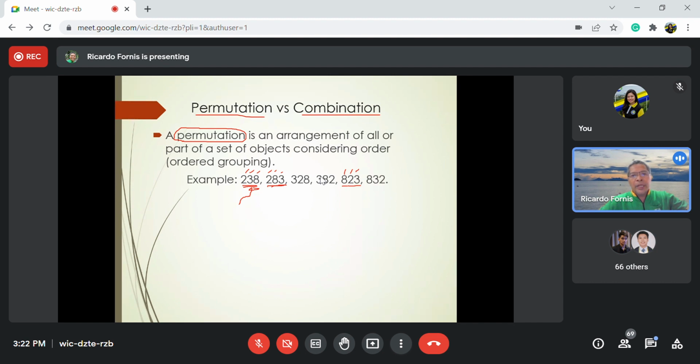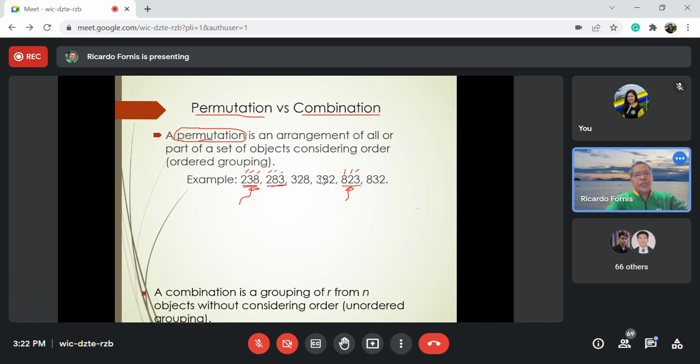But if we talk of money, we always prefer 823 over 238. If somebody will give you money, you will choose the 823 because you believe that this one is different from 238. Again, what made them different is simply the order of the elements. And if that's the case, then we call such grouping a permutation. I hope that's clear.